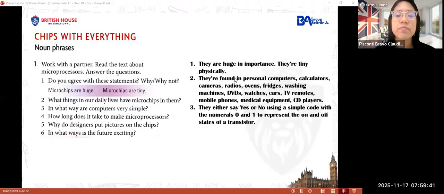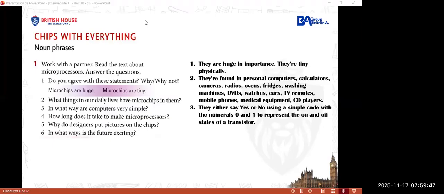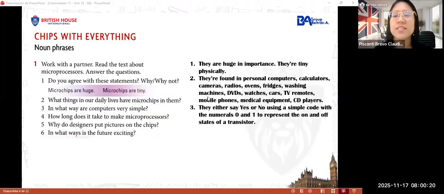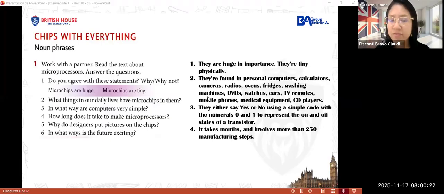Now, Sheila, we have number 4. How long does it take to make microprocessors? Let's see. Un segundito. Ay, ¿cómo? Ah, it takes months to make a microprocessor. Okay, very well. Yes, it takes months and a lot of steps.